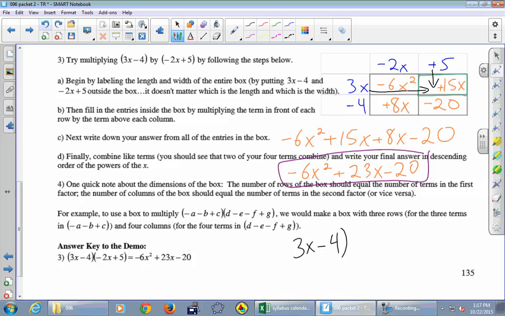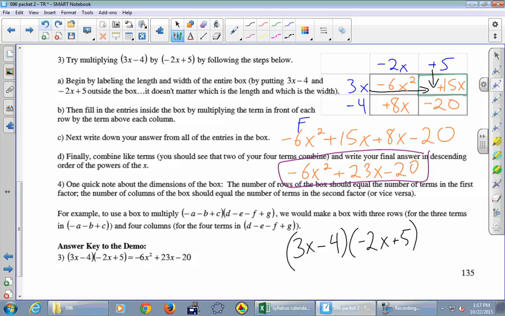x minus 4, negative 2x plus 5. This is the multiplication we just did. Raise your hand if you have seen FOIL in a math class before. FOIL stands for first, outer, inner, last. So if you do the first times the first, what do you get? Negative 6x squared, that's this guy.